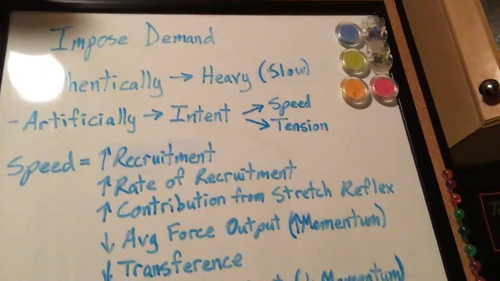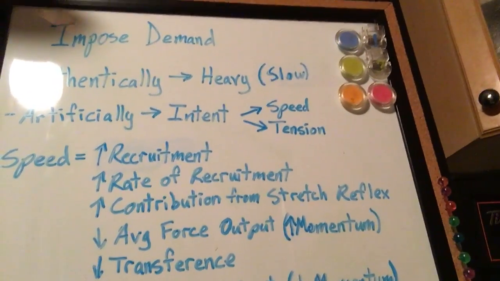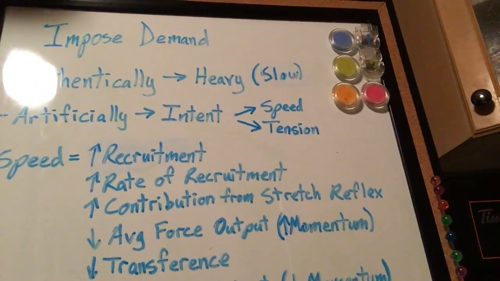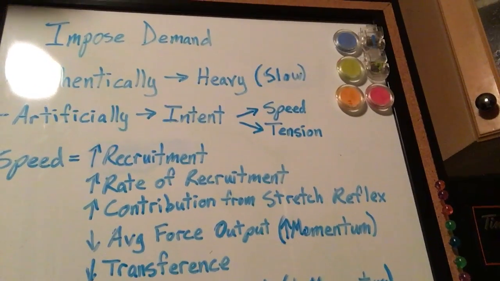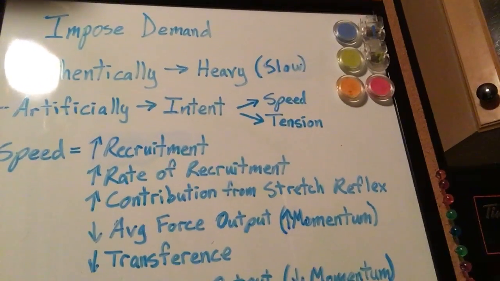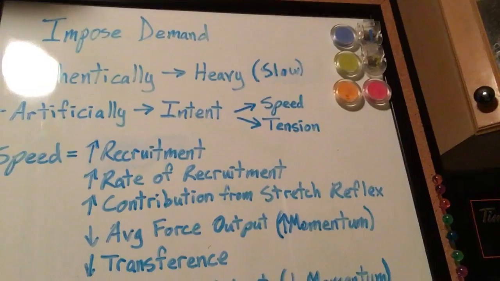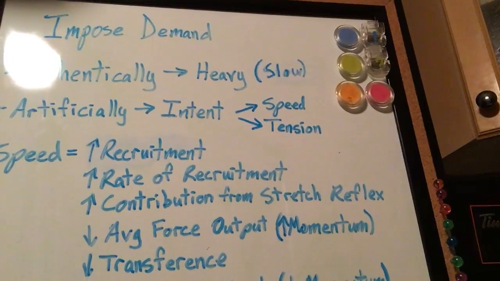Once again, here are the benefits to lifting with speed. Increased recruitment, increased rate of recruitment, increased contribution from the stretch reflex. The cons are lower average force output due to increased momentum and lower transference to a 1 rep max.